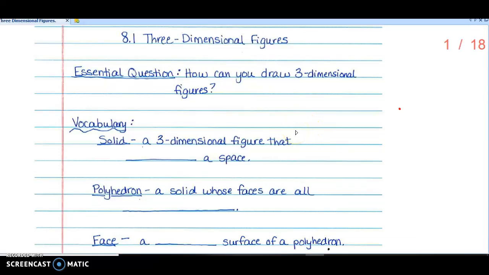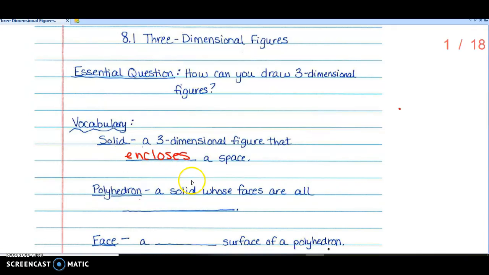Today we're going to be doing Chapter 8, Section 1 about three-dimensional figures. The essential question is how can you draw three-dimensional figures, and we will be getting to that as we go through the chapter here. Certain vocabulary that you need to know within this chapter is to understand what a solid is. When you hear the word solid, it's referring to a three-dimensional figure, and three-dimensional you can also think as 3D, three-dimensional figure that encloses a space.